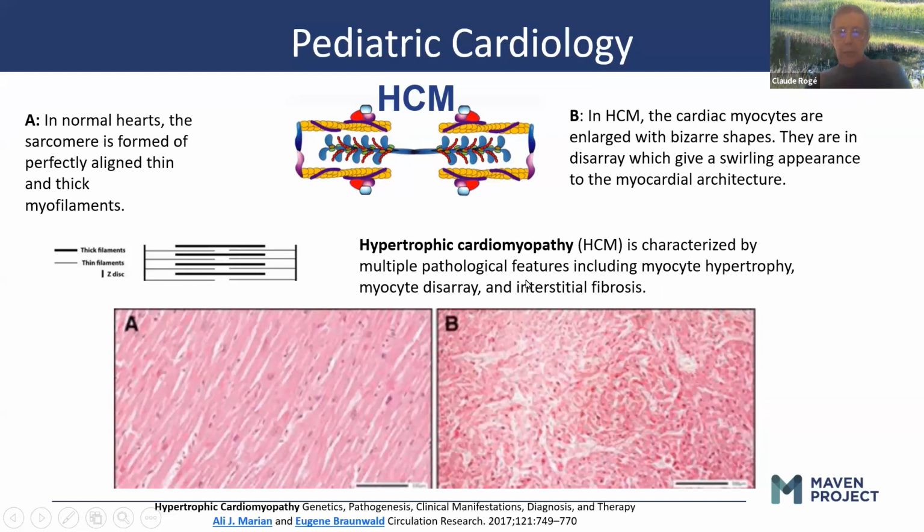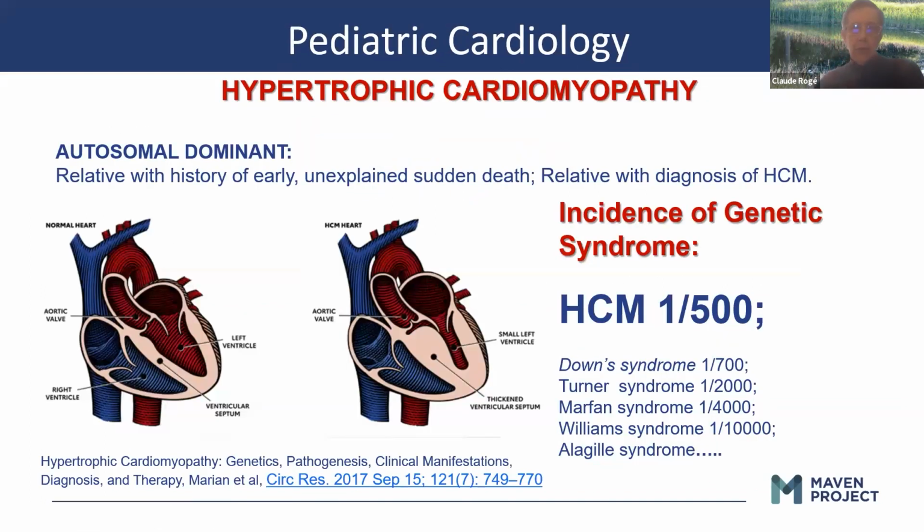And so again, a summary is multiple pathological features, including myocyte hypertrophy, myocyte disarray, and interstitial fibrosis. So it is an autosomal dominant condition, so most likely a first-degree relative is going to have it. The problem with that is that there is very, very variable penetrance.